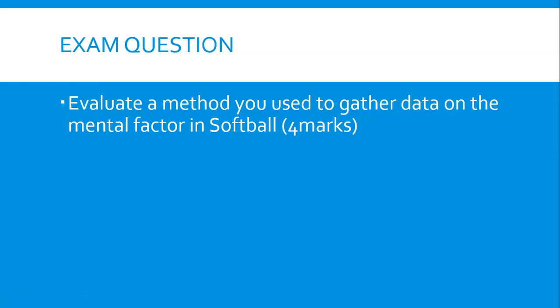Our exam question that we'll be focusing on this week is: evaluate a method used to gather data on the mental, social, emotional factor in softball. So you're going to be attempting to do the social factor in the assignment today as a short quiz. But today let's look over the answers for the emotional factor, which was for the SCAT test. Let's look at the model answers for the evaluation of the SCAT test.